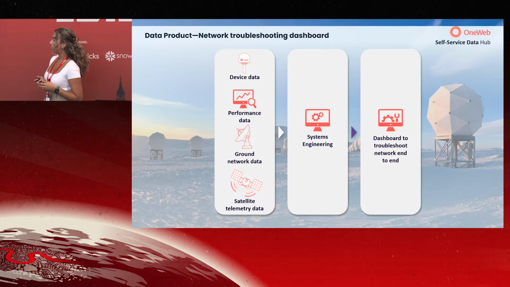And then here's just an example of data in separate governance domains being shared into one governance domain to create an end product. So here we have data coming from the device, performance data, ground network data and satellite data being shared into one systems governance domain, and then this was used to create a dashboard to troubleshoot the network from end to end.